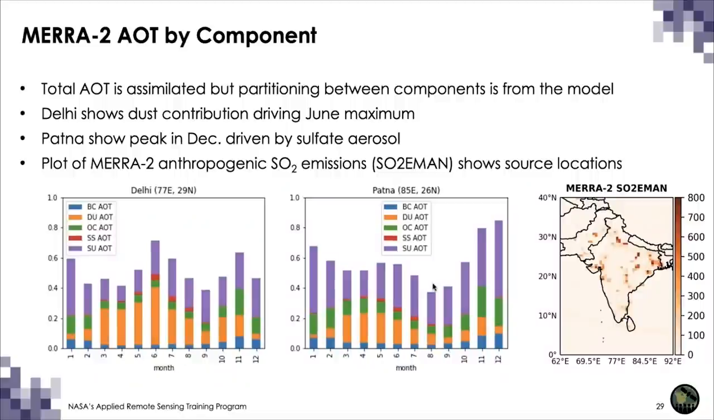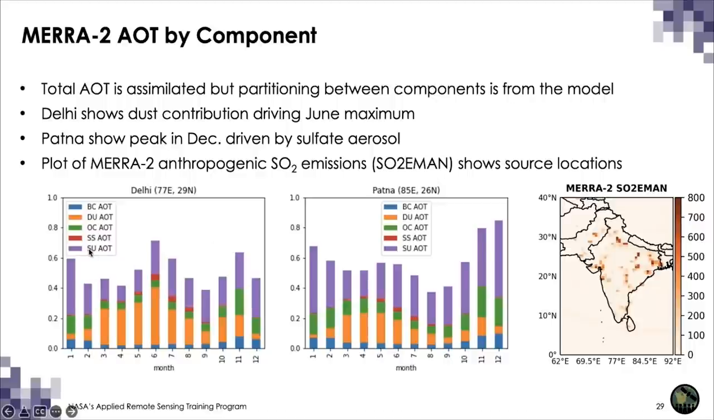So here we look at MERRA-2 AOT by component. The bar plots show the MERRA-2 AOT for the Delhi and Patna sites averaged over 2020 and 2021. While the top of the bars indicates the total AOT, the colors of the bars show the AOT contribution from each aerosol component.